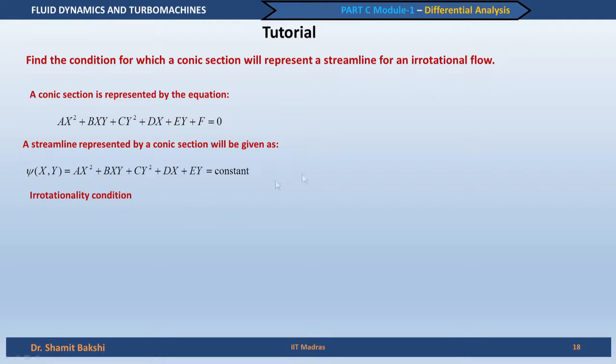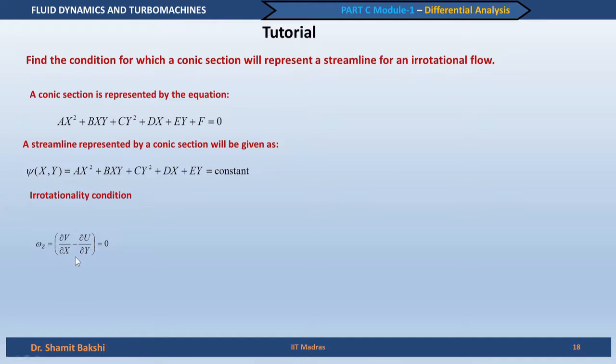Now, the second thing is, we have to apply the irrotationality condition to this. What is the irrotationality condition? This is a two dimensional flow. The irrotationality condition only says that omega z is equal to 0, that means del v by del x minus del u by del y is equal to 0.